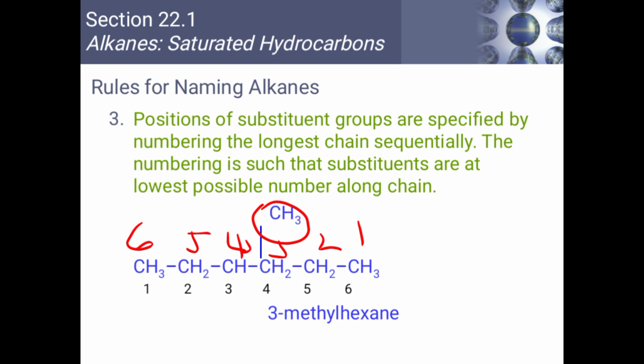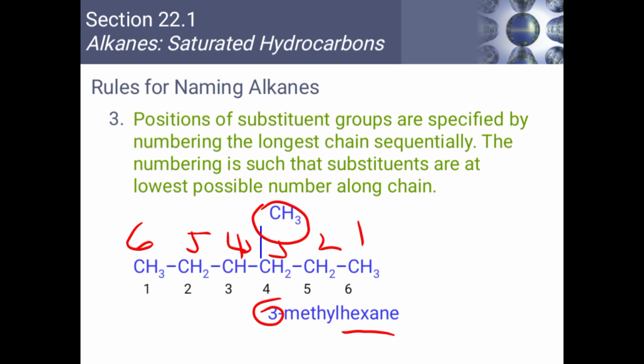So if you number it 1 2 3, it means that the methyl is at carbon 3, and the longest chain is 1 2 3 4 5 6. So if we have 6, it means that the parent name will be hexane, and the substituent is at carbon 3, which is known as methyl. So it is now going to be 3-methylhexane.